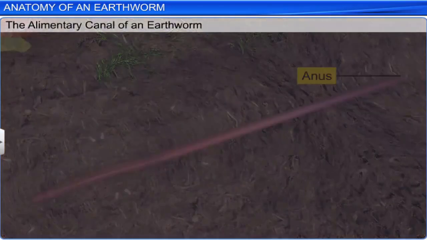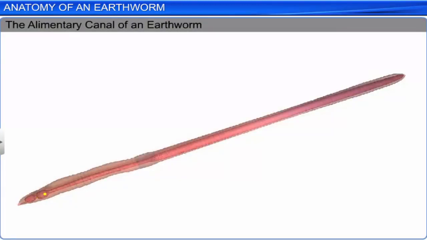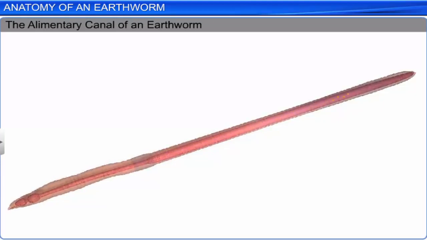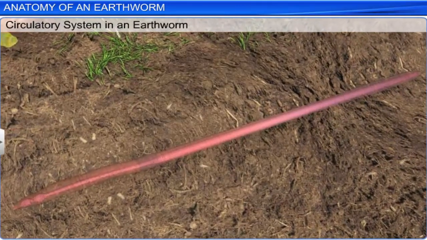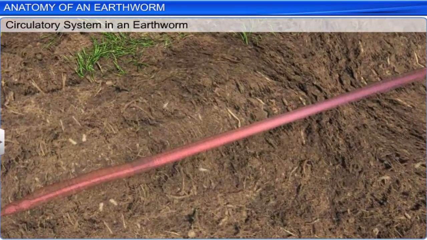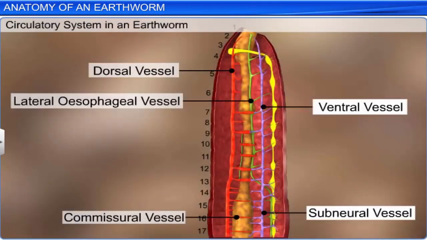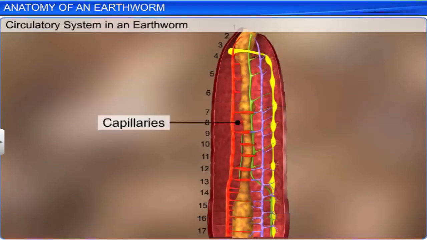As the ingested matter passes through the alimentary canal, it is broken down into simpler absorbable molecules by digestive enzymes. These molecules are then absorbed through intestinal membranes and are utilized by the earthworm. The anatomical study also includes the closed circulatory system. This system consists of blood vessels, capillaries, and hearts.